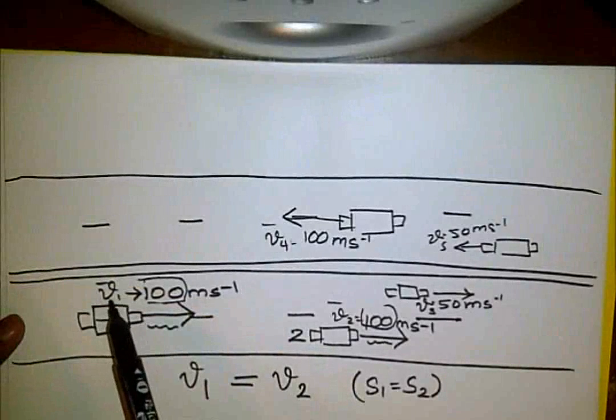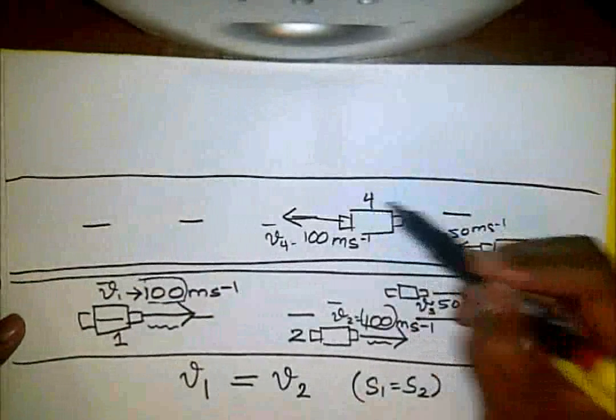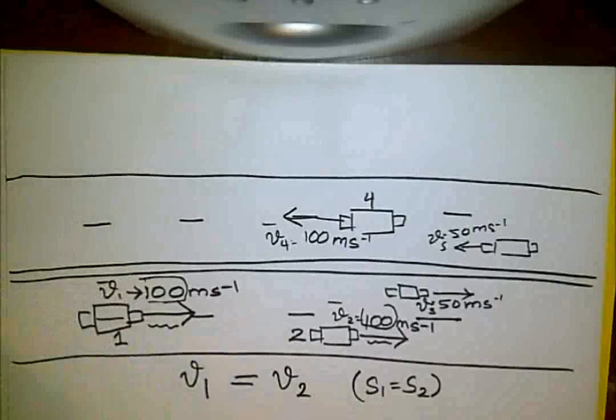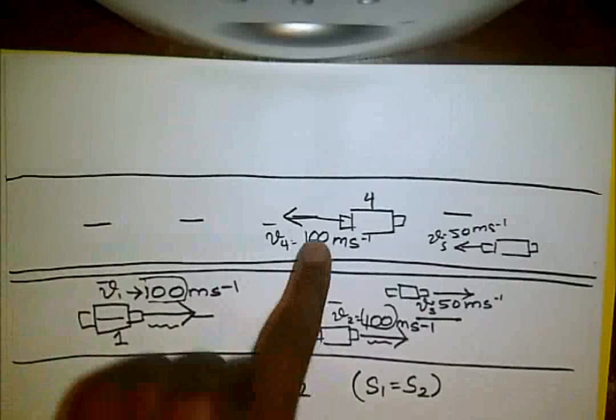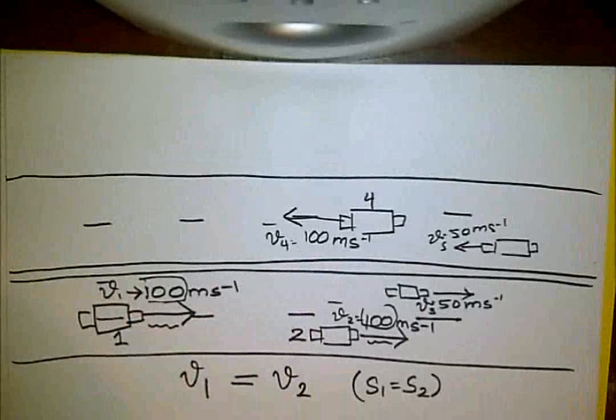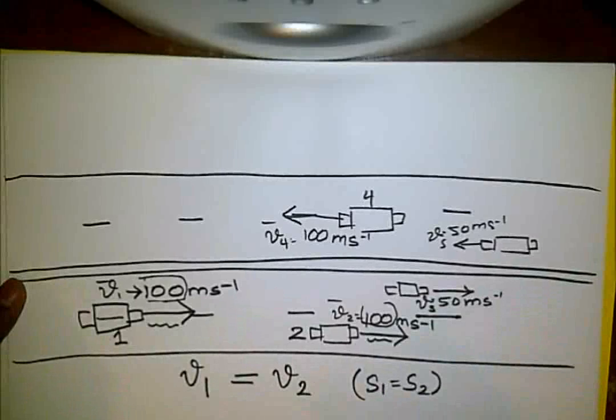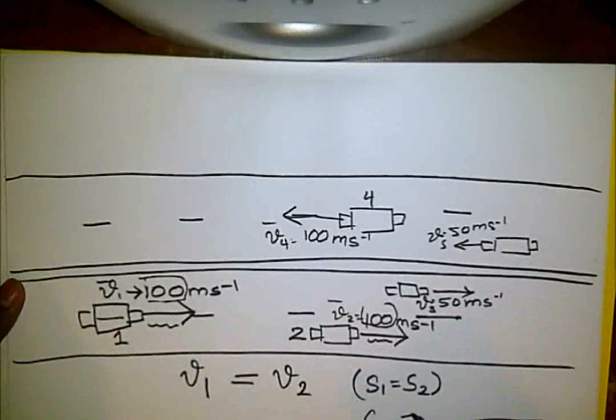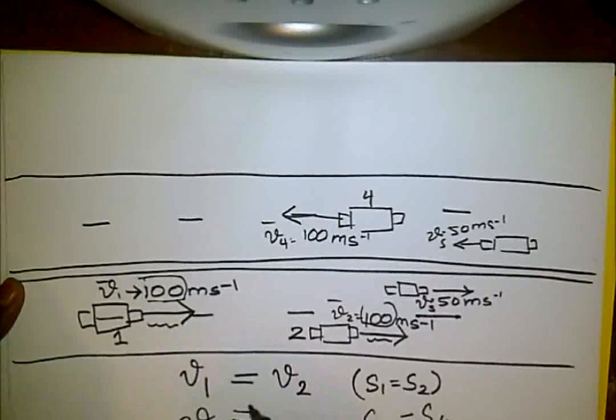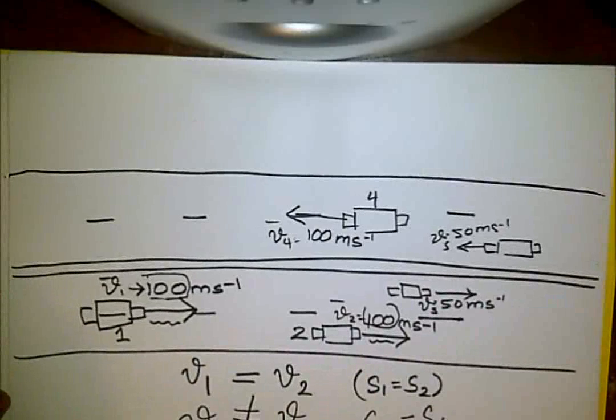Let's look at car number 1 and car number 4 here. Car number 1 is going with the speed of 100 meters per second. Car number 4 is going with the speed of 100 meters per second too. But what's different? Their directions. Their directions are actually opposite. So that means we can say that speed 1 is also equal to speed 4, but velocity 1 is not equal to velocity 4. Why? Simply because their directions are opposite.